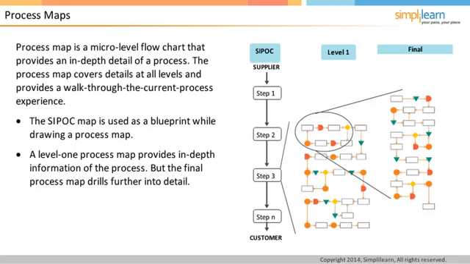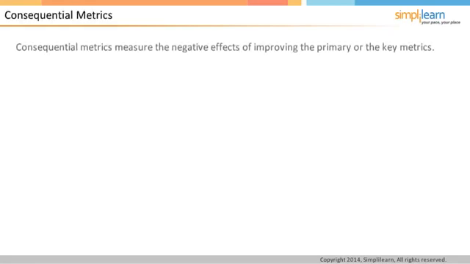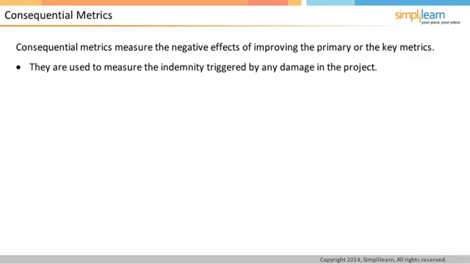Let us discuss consequential metrics in this screen. Consequential metrics measure any negative consequences. These can be business metrics, process metrics, or both. They measure the negative effects of improving the primary or key metrics. They are used to measure the indemnity triggered by any damage in the project.